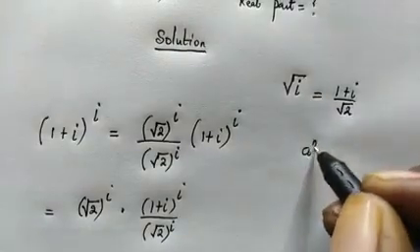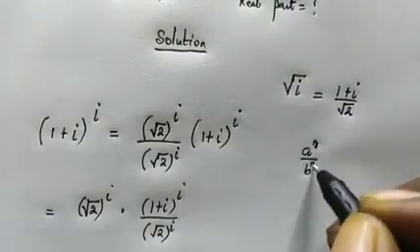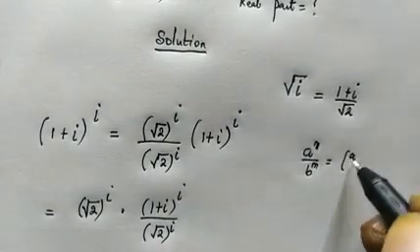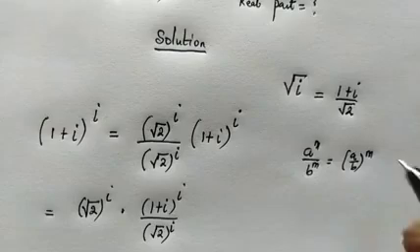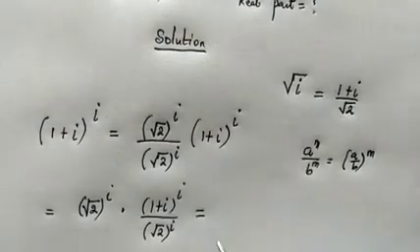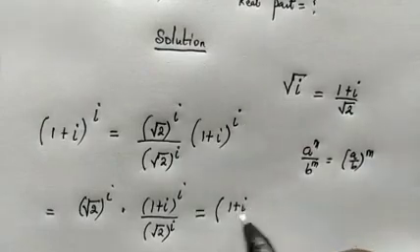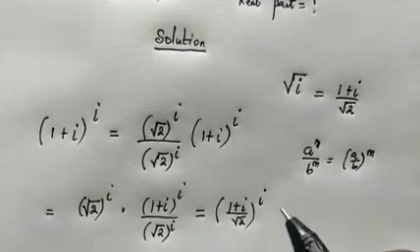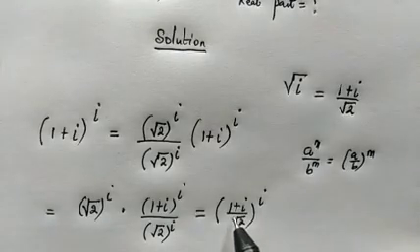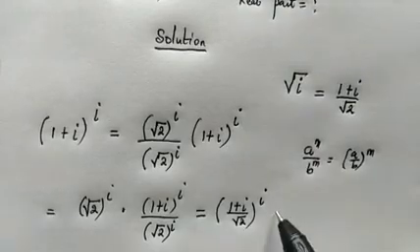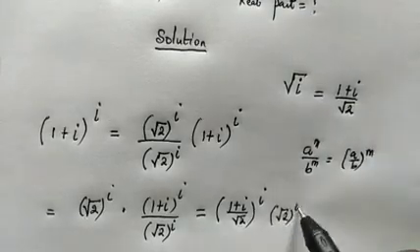We know a^m divided by b^m is equal to (a/b)^m. So remember, we have the same power, so this will become ((1 + i) divided by the square root of 2) raised to the power of i. We can see that inside here, we have the square root of 2 raised to the power of i, so sorry for that.